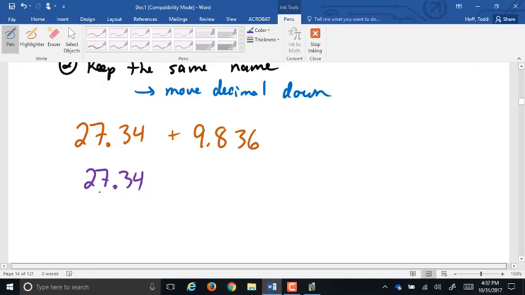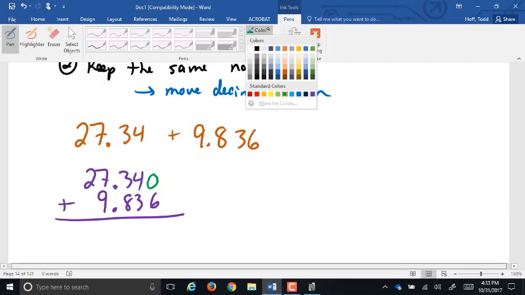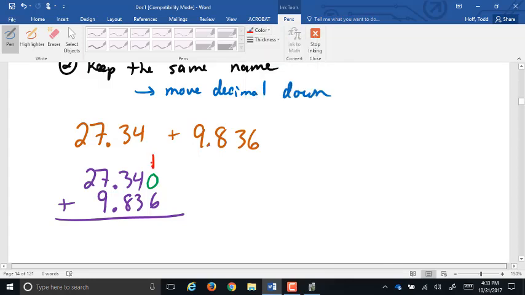When I go to set this up, what do I have to make sure I do when I write in my second number here? Line up the decimal point. So I'm going to put my decimal point in first. I've got the 9 in front of it and the 836 after it. Technically, I should fill in the missing decimal place here. So that is 340 thousandths instead of 34 hundredths. Now they're both in thousandths. Here I have thousandths lined up with thousandths.